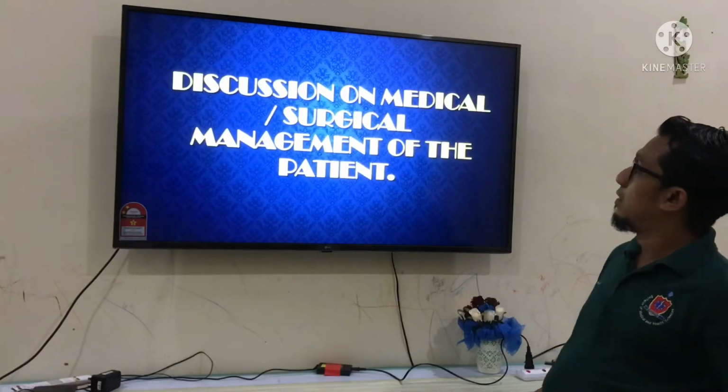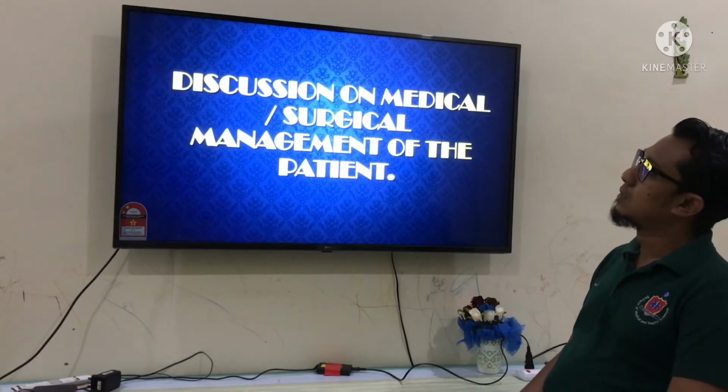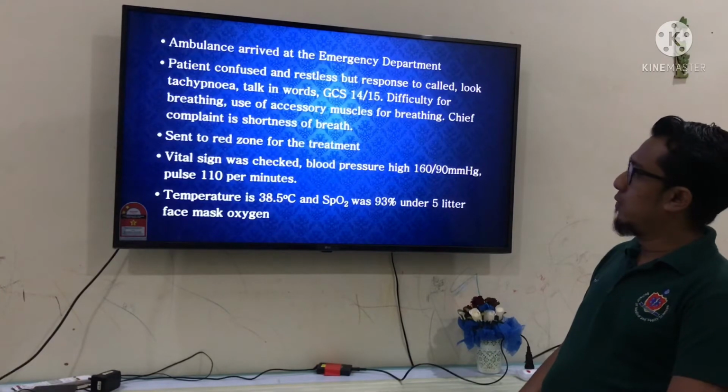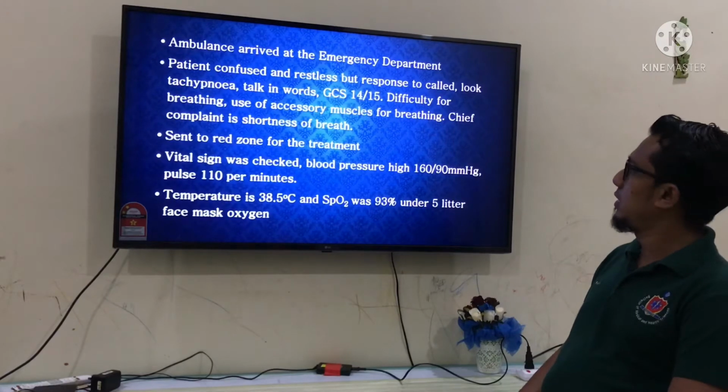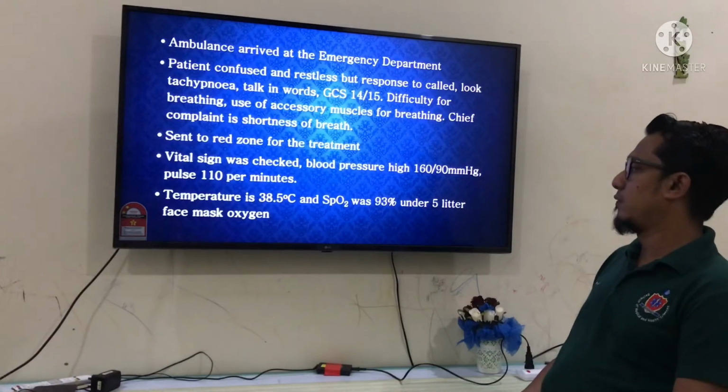Okay, discussion on medical surgical management of the patient. Okay, ambulance arrived at the emergency department. Patient confused and restless but responds to call. Looks tachypneic. Talks in words, GCS 14/15. Difficulty breathing. Use of accessory muscles for breathing. Chief complaint is shortness of breath. Okay, sent to red zone for the treatment.